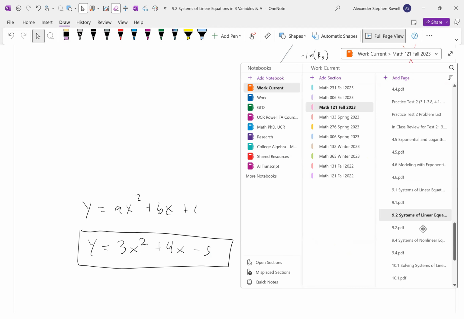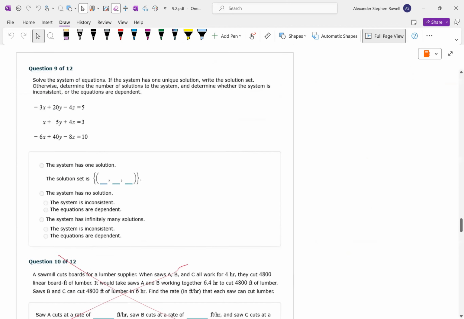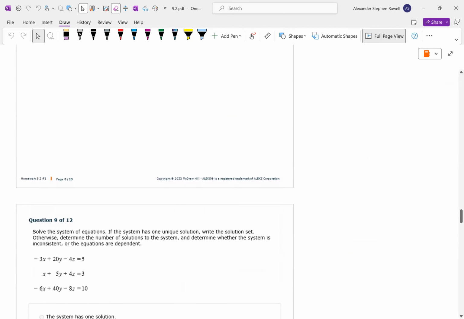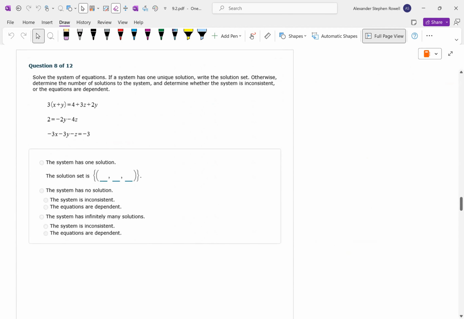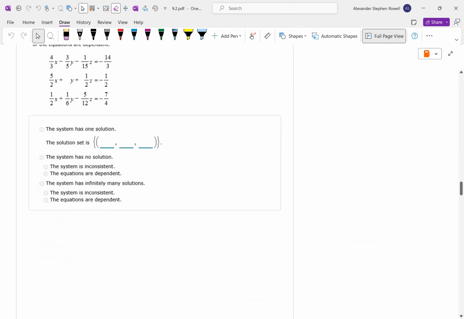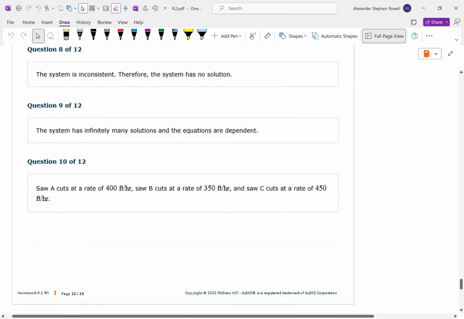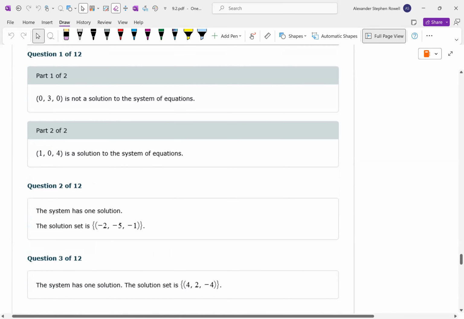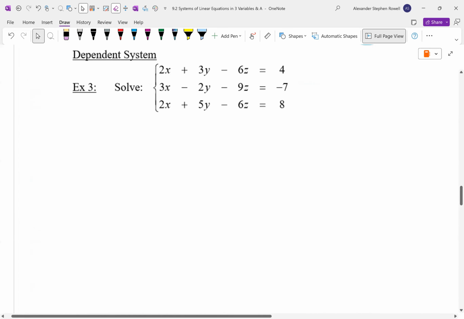Okay, I'm going to do a dependent system next. So I want to see how it wants you to write these. Oh, wow. It just says to say it's dependent and infinitely many solutions. Okay, so it doesn't actually have you write out the solution set to a dependent system like we did before. So this problem, we do it the same way.